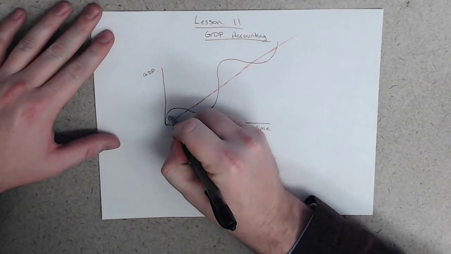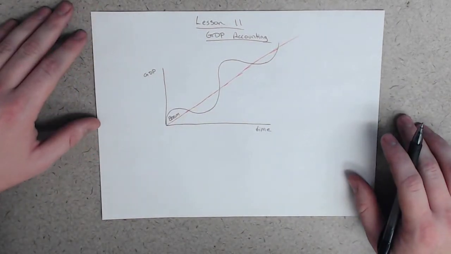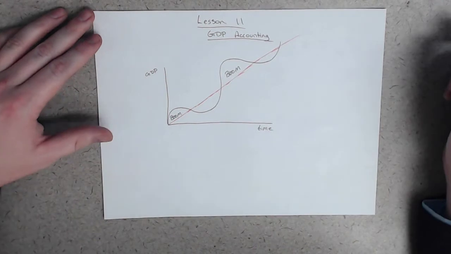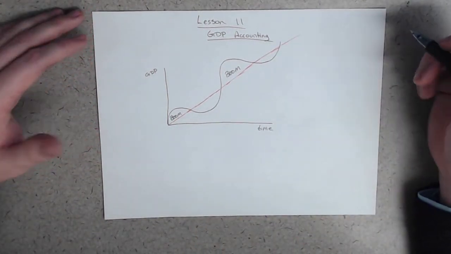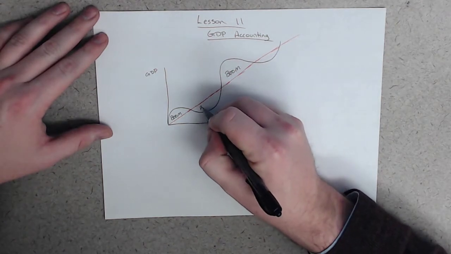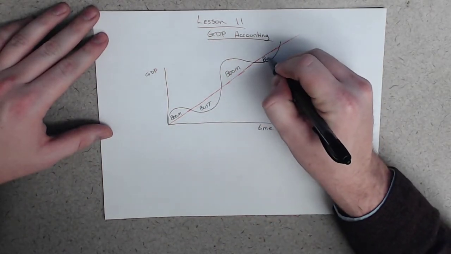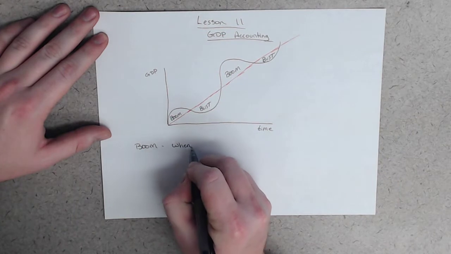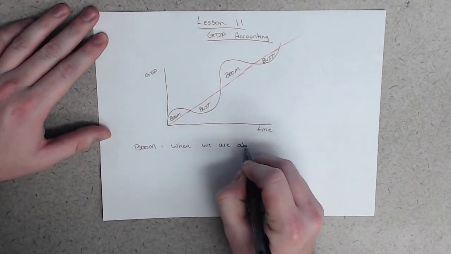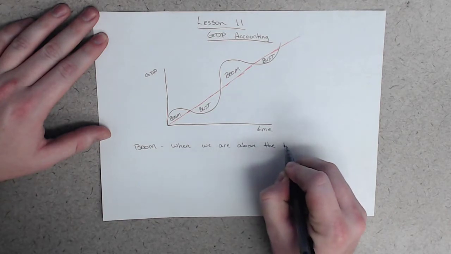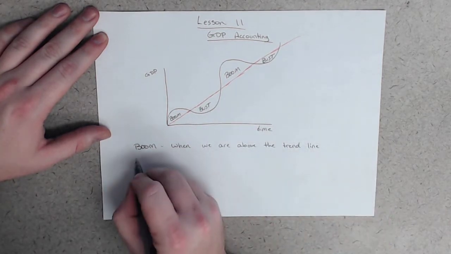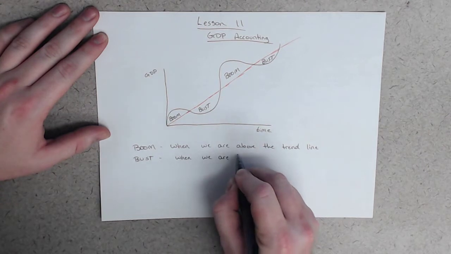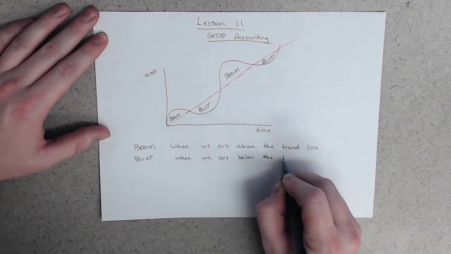Whenever we are above the long run trend line, we say that we're in a boom. So this is a boom, and this would be a boom, right? Anytime we're above this long run trend line, we call it a boom. And anytime we're below it, we call it a bust. So a boom is when we are above the trend line, and a bust is when we are below the trend line.